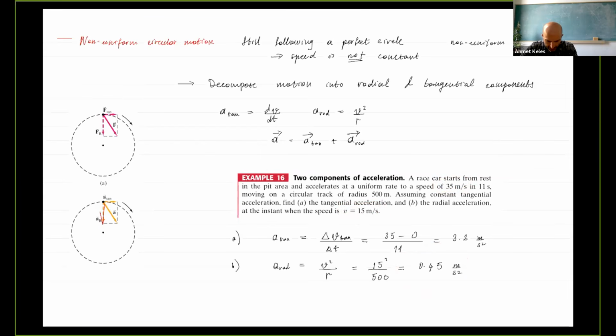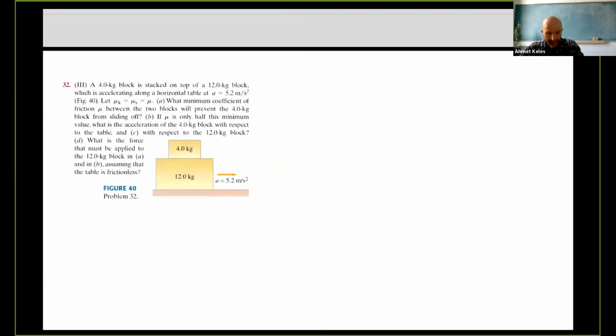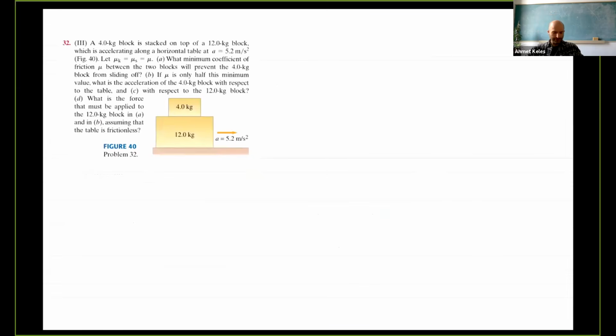The problem already gave you V and R. I just take the square of V and divide it by R to find this instantaneous radial acceleration. Good. Any other questions? I think that's all for today. Maybe I can go with one example and see how far we can go.